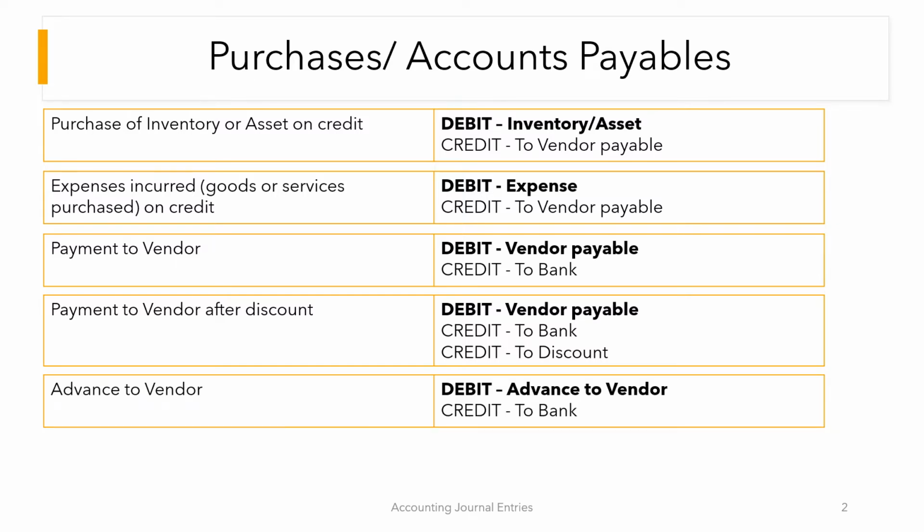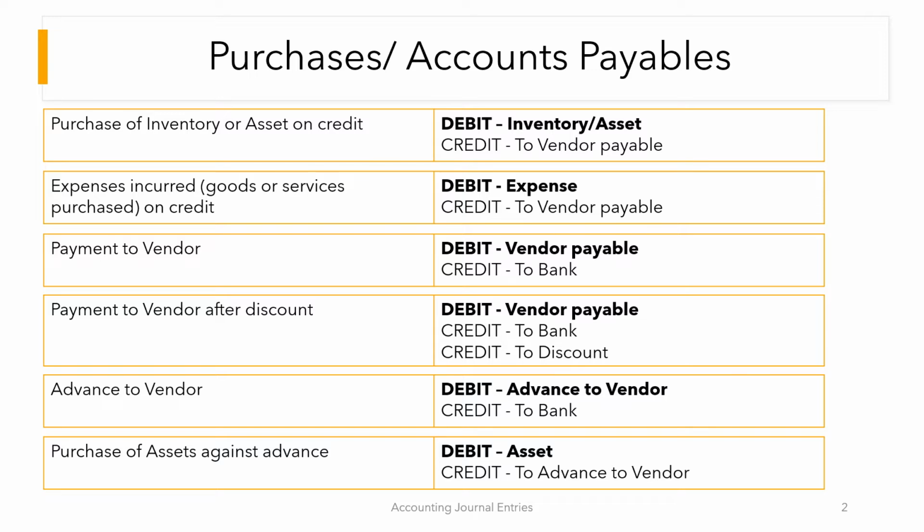Advance to vendor, debit advance to vendor and credit to bank. Purchase of assets against advance, debit asset, credit to advance to vendor. We are crediting the advance to vendor because we have already given them the advance.